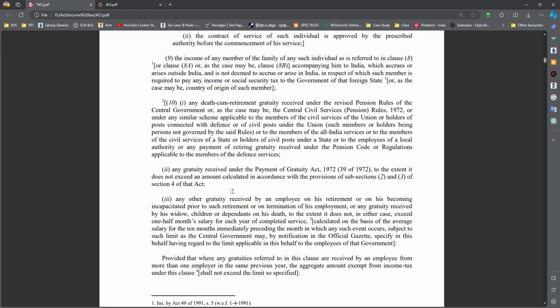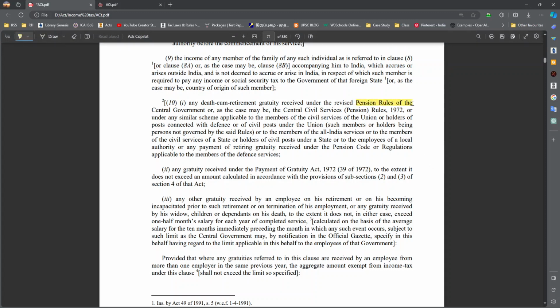Okay, section 10(10): any death-cum-retirement gratuity received under the revised pension rules of the central government, or in the case of the central civil service rules, or any similar scheme applicable to members of civil services of the union or holders of posts connected with defense or civil posts under the union, or such members being persons not governed by these rules, or to the members of the all India services or the members of the civil services or holders of civil posts under the state, or to the employees of the local authority, or any payment of retiring gratuity received under the pension code or regulation applicable to the members of defense service.